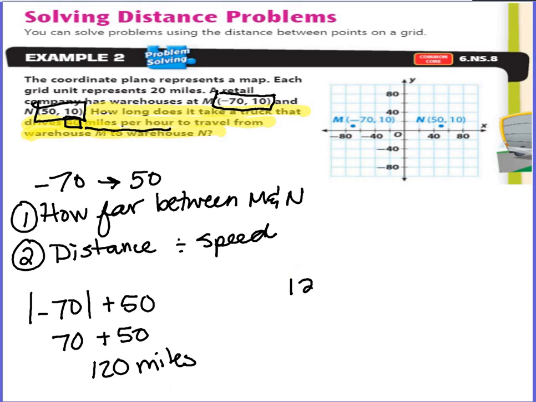Well, if they travel 120 miles and they take every 40 of those and put them into an hour, I know that 12 divided by 4 is 3. These two zeros cancel out. So it is going to take the driver 3 hours to get from M to N, or from warehouse to warehouse.